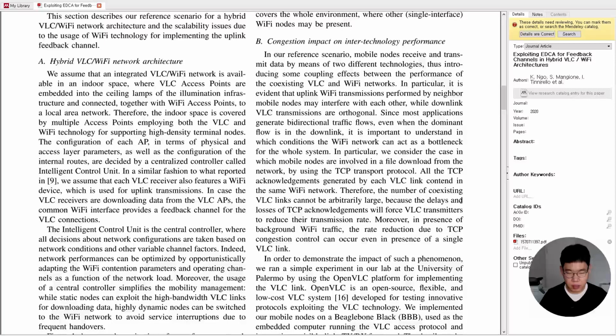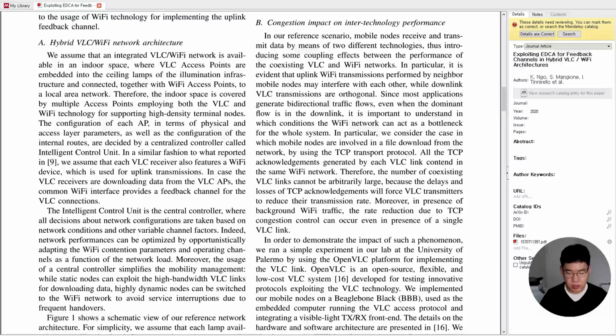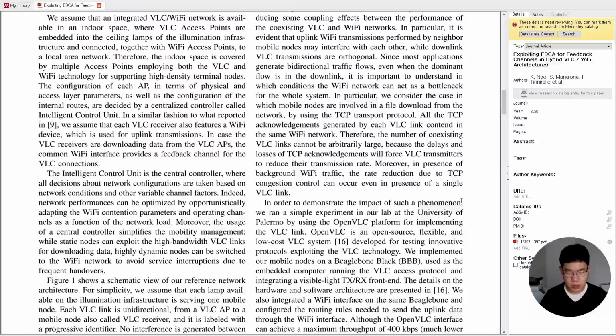We implemented our mobile nodes on BeagleBone Black (BBB) used as the embedded computer running the VLC access protocol and integrating a visible light TX-RX front-end. The details on the hardware and software architecture are presented in [16]. We also integrated a Wi-Fi interface on the same BeagleBone and configured the routing rules needed to send the uplink data through the Wi-Fi interface.